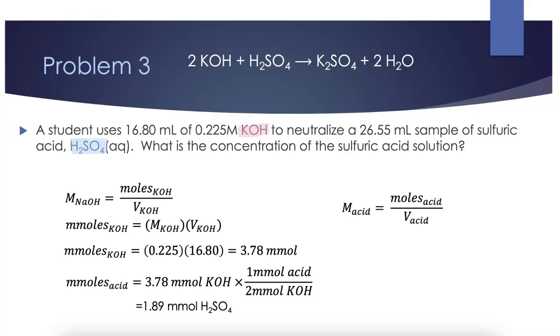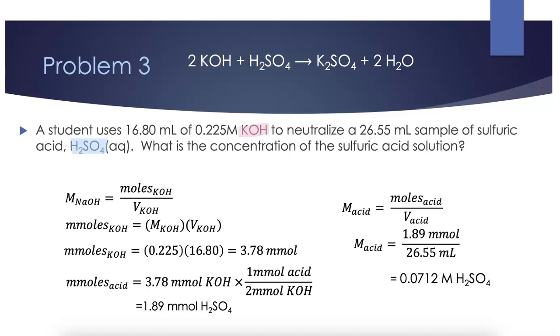I know molarity is moles over liters. Well, the proportion would be the same if I do millimoles over milliliters. Comes out to be the same. And so I can substitute that in. I have 1.89 millimoles. I have 26.55 milliliters. I could, of course, do this all in moles and liters, but I like shortcuts that are legit. And I get 0.0712 molar sulfuric acid.